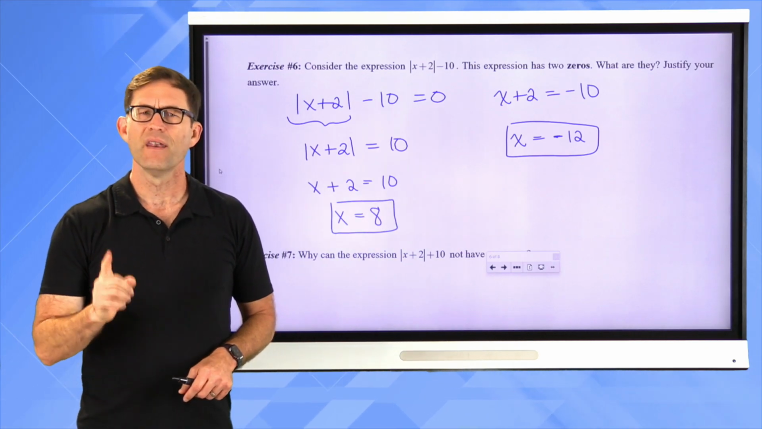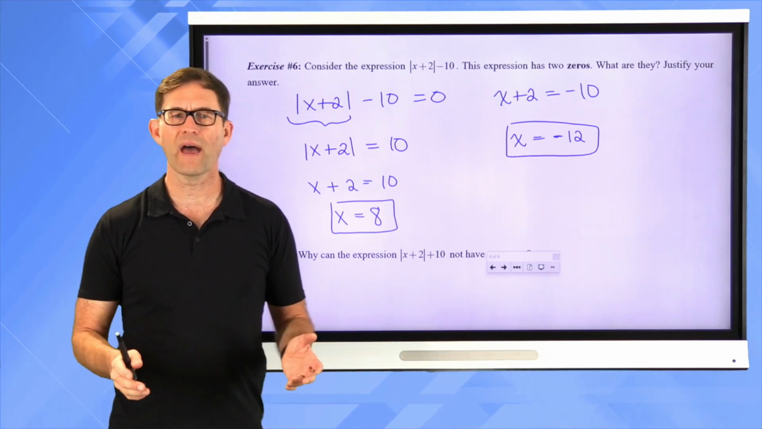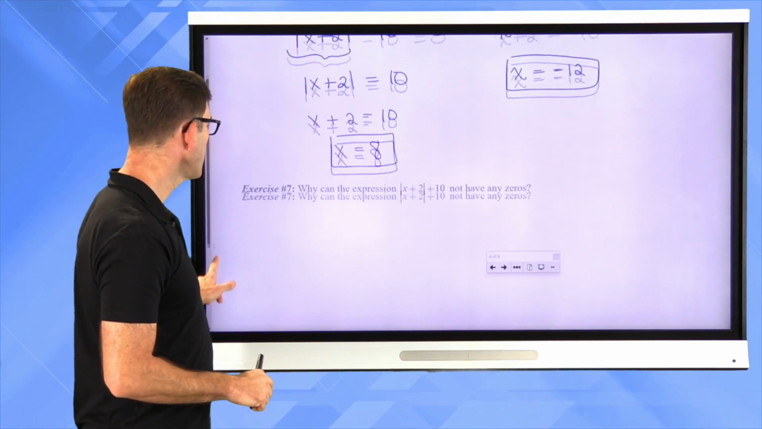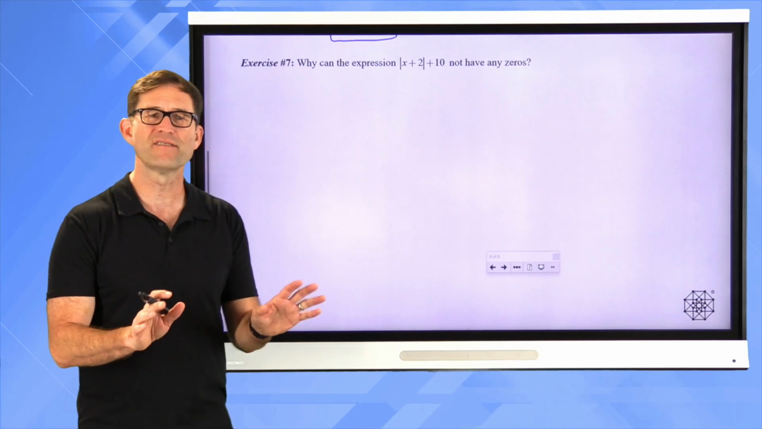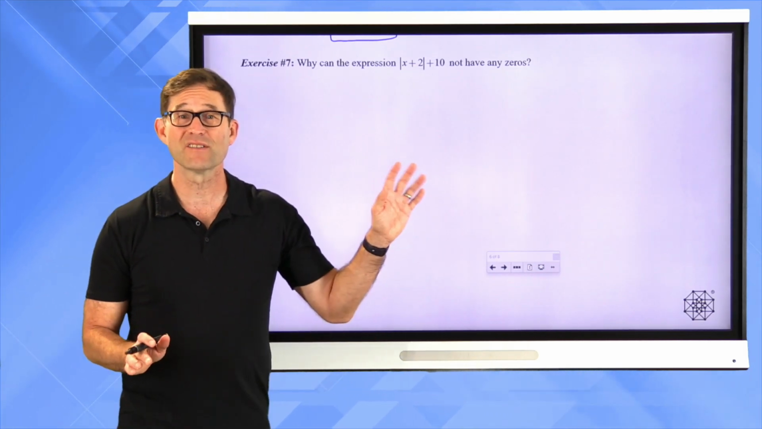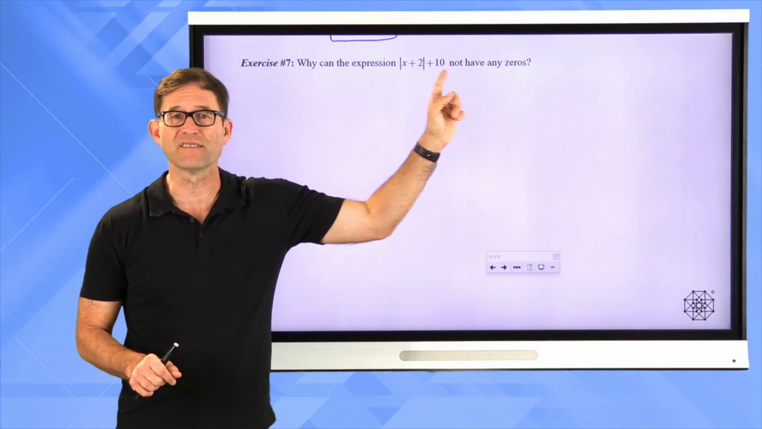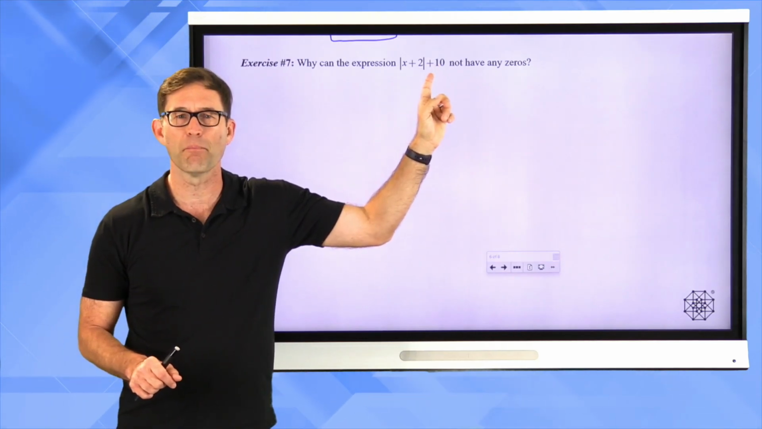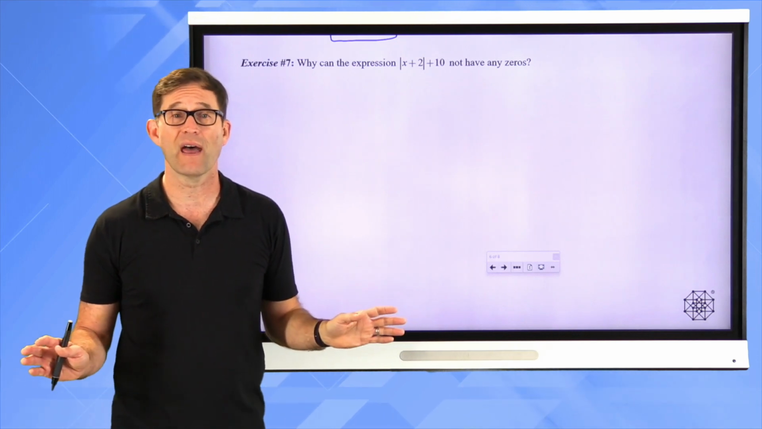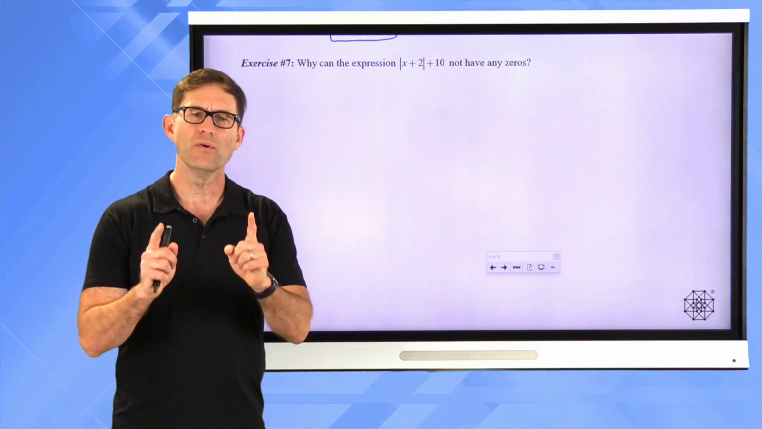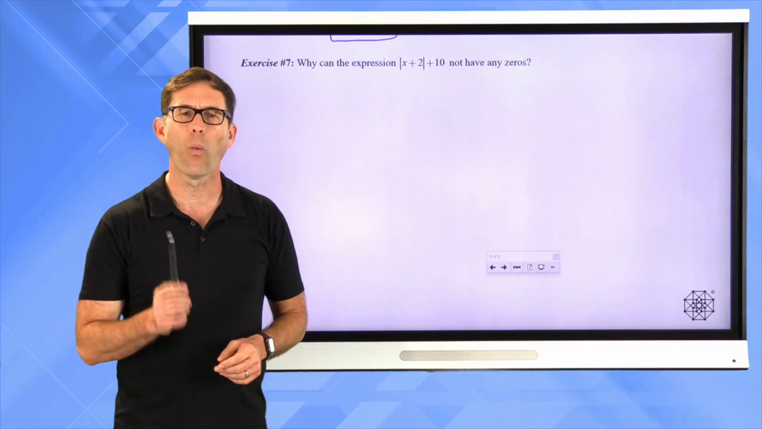Now, sometimes an expression won't have a 0. Let's take a look at that in exercise number 7. Why can the expression absolute value of x plus 2 plus 10 not have any zeros? Now this isn't a typo. Sometimes you'll find typos in my worksheets, but this is not a typo. Our last problem was the exact same expression, except instead of a positive 10 there, it was a negative 10, and we had two zeros. I claim this expression can't have any zeros whatsoever. I want you to pause the video and think about why that is true.